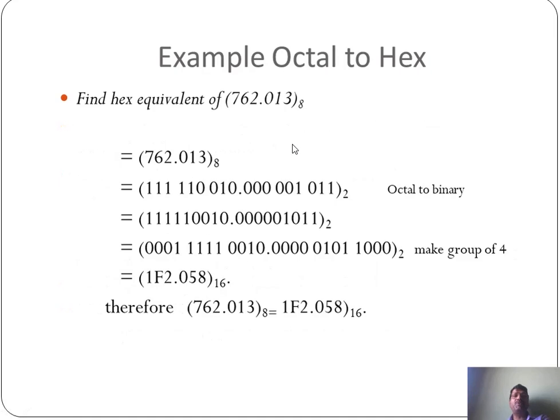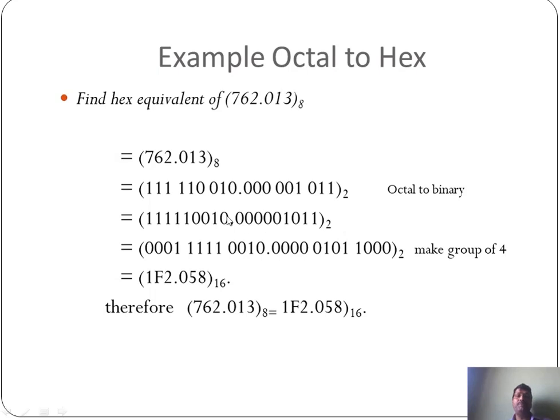So with approach one, we will solve one example. Find hex equivalent of 762.013 octal. So this is octal number. We know octal number has digits between 0 to 7. So now we have to convert this octal to binary. So 7 is 111, 6 is 110, 2 is 010, 0 is 000, 1 is 001 and 3 is 011. So we get now octal to binary number.